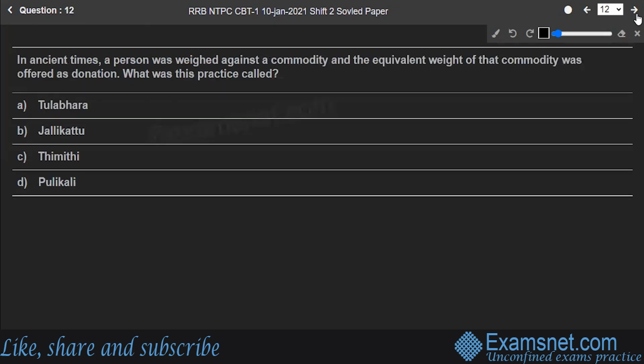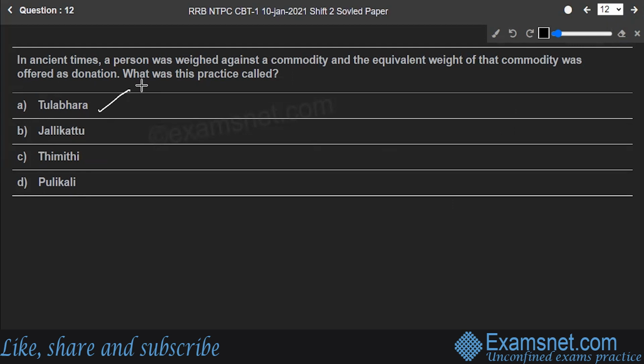Next is question number 12. In ancient times, a person was weighed against a commodity and the equivalent weight of that commodity was offered as donation. What was this practice called? Was it Tulabhara, Jalikattu, Timmithi, or Pulikali? The correct answer is Tulabhara.